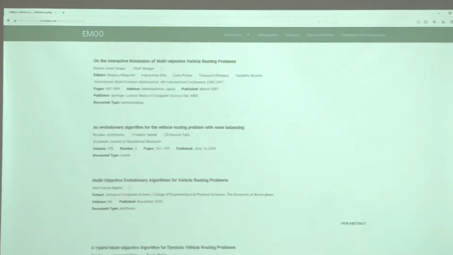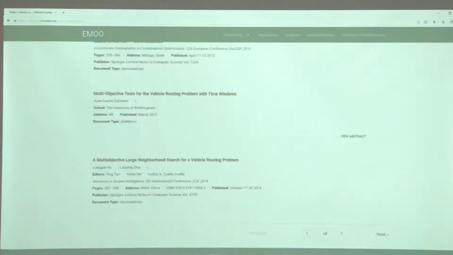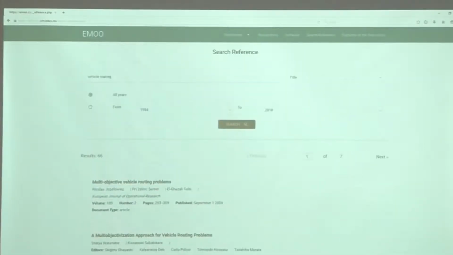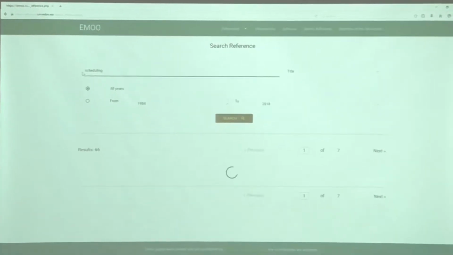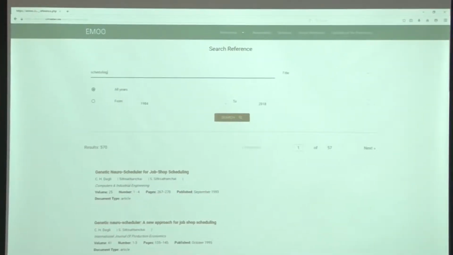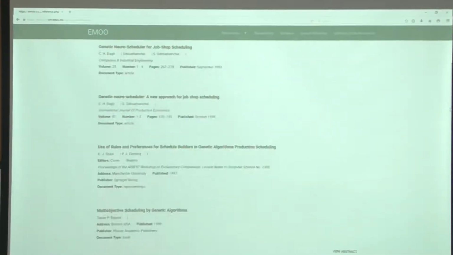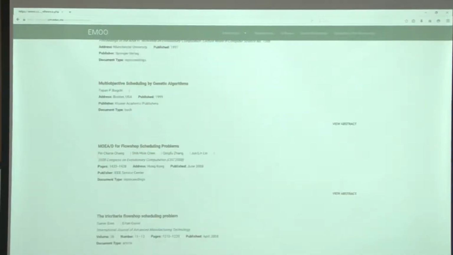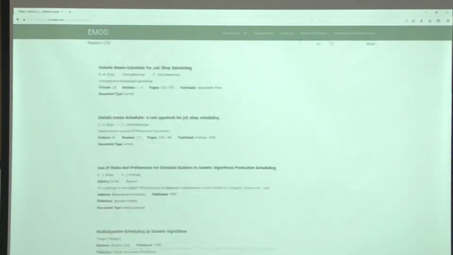But in here, for example, vehicle routing, you will see we have 7 pages of results, so it's quite a few. So in most combinatorial problems, we do have a lot. You go to scheduling, you have to be clear what you mean, what sort of scheduling, because otherwise it's 57 pages of references, because we have job shop, we have production scheduling, we have flow shop.